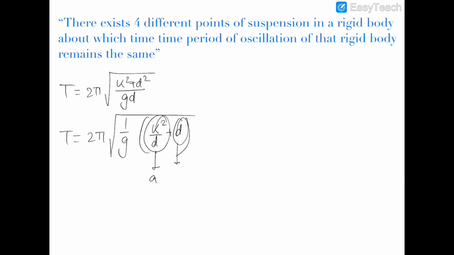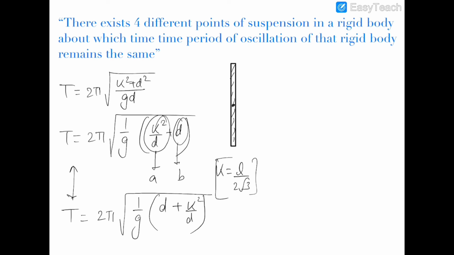This is a and this is b, let's suppose. So if we replace a and b, then also the time period would remain the same. So if we write d instead of k square upon d, and k square upon d instead of d, then this time period would remain the same. You can see. So what do I mean to say? I'll tell you with an example. So let us consider this rod. This is a rod, and we know that the rod has a radius of gyration of L by 2 root 3.